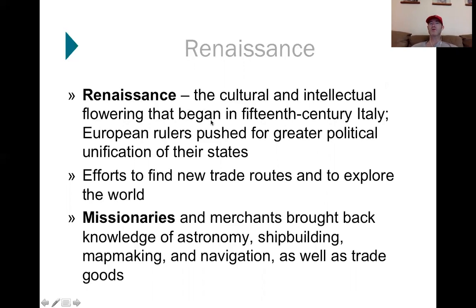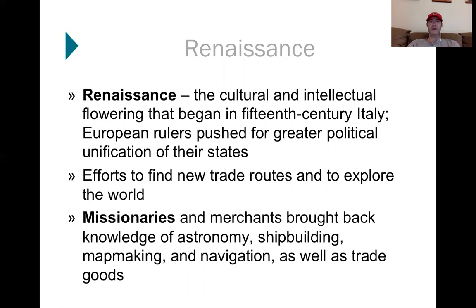So what is the Renaissance? The cultural and intellectual flowering that began in the 15th century in Italy. And European rulers pushed for greater political unification of their states. Now, keep in mind, if you've ever heard of the expression nation state, what are we really seeing? We're seeing the development of a lot of these places, like Spain, which is going to be united under the rule of Ferdinand and Isabella. We see obviously the more formal establishment of Portugal. Italy is developing that along the way. Britain, France, other nation states are basically having a lot of unity.